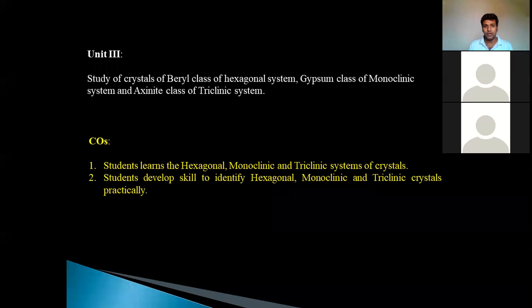So what are the course outcomes? Here, you will first learn the hexagonal, monoclinic and triclinic systems of the crystals, and then you will develop a skill to identify the hexagonal, monoclinic and triclinic systems practically. Again, when you are given a specimen, you will be able to identify to which system the specimen belongs. So in Unit 2 and Unit 3, you will be covering all 6 crystal systems, and after completing Unit 3, you will be professionally skilled enough to identify various crystals practically.